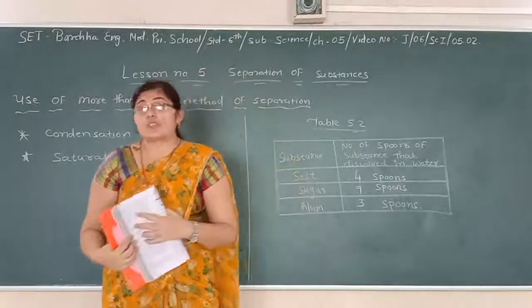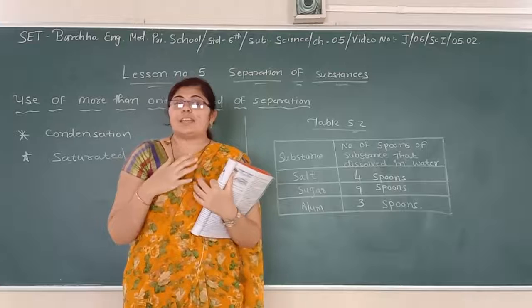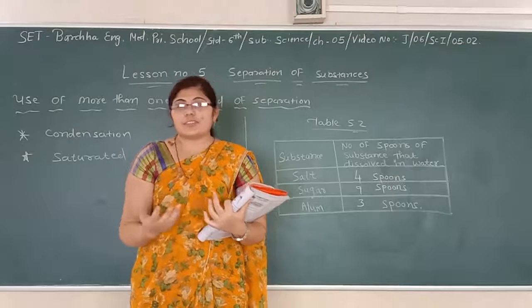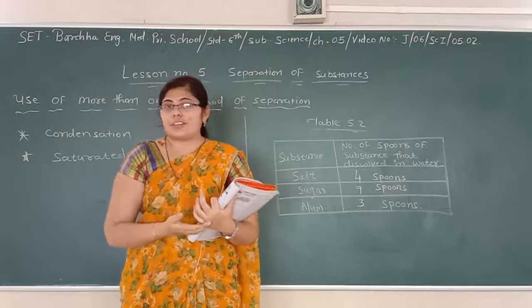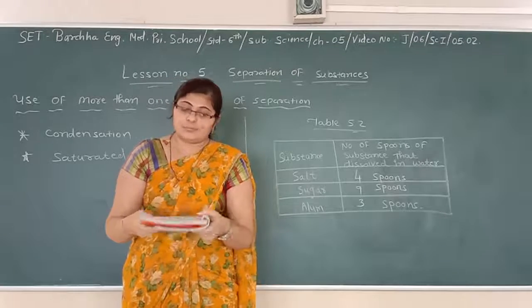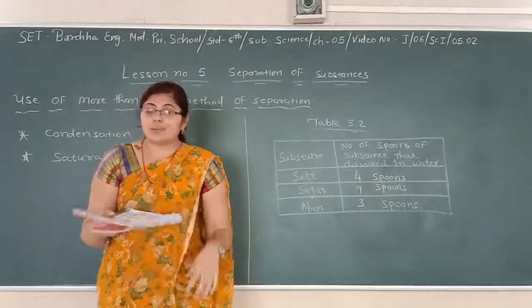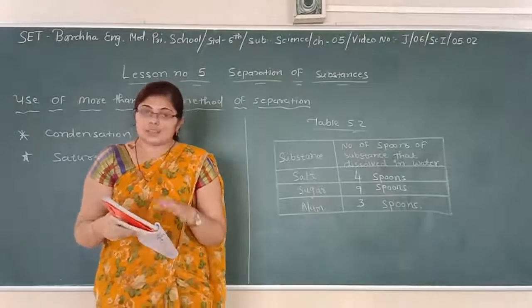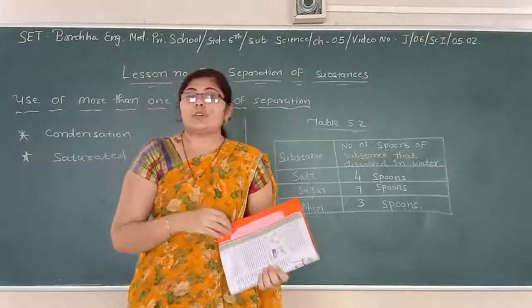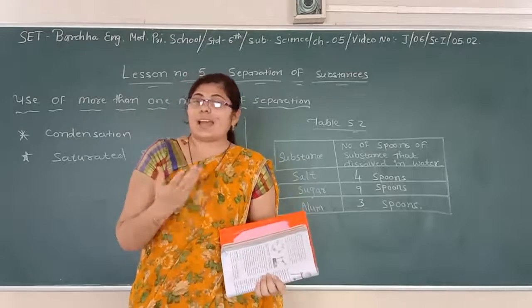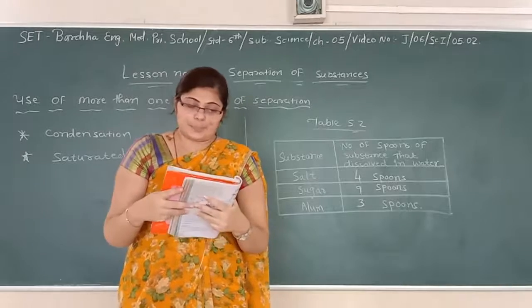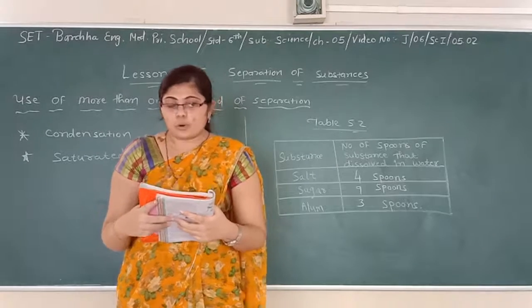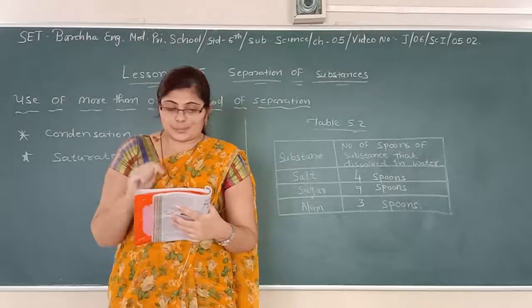See, in our last video, we learned that we can separate substances with different methods like winnowing, threshing, decantation, condensation, filtration, sieving, and many more. So let's understand more methods of separation. Anything cannot be separated with the help of winnowing and sieving. There are some substances which require more methods to get separated. Use of more than one method of separation.